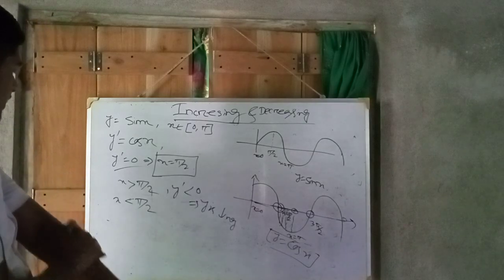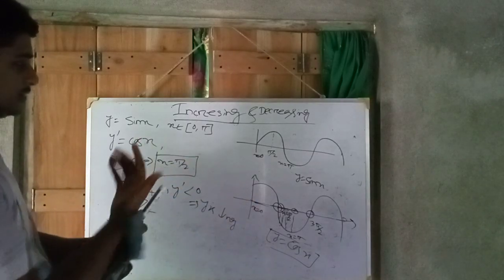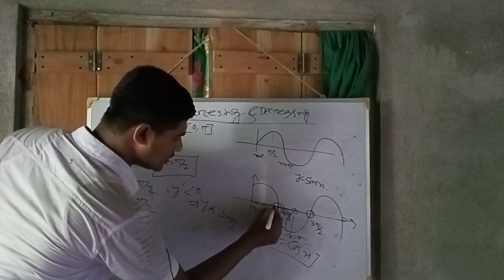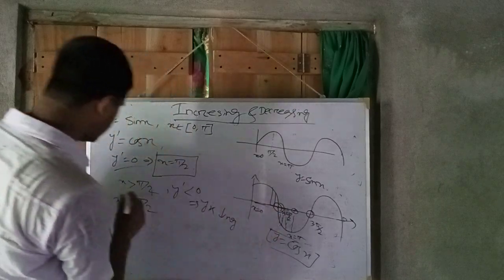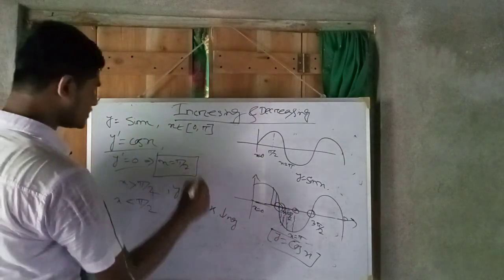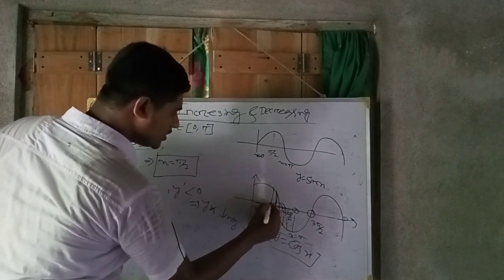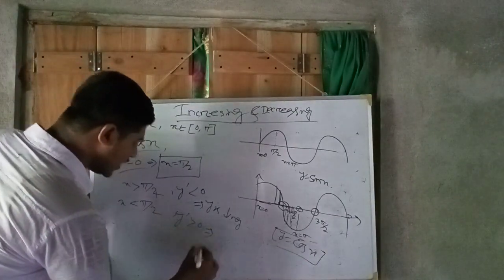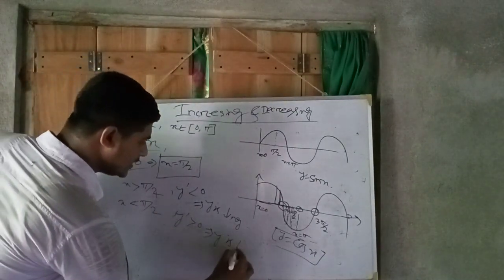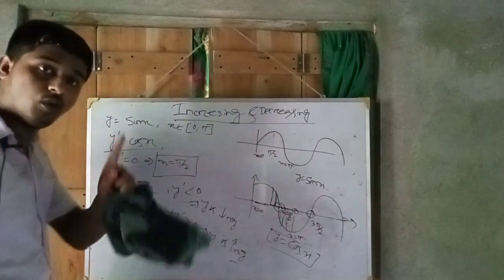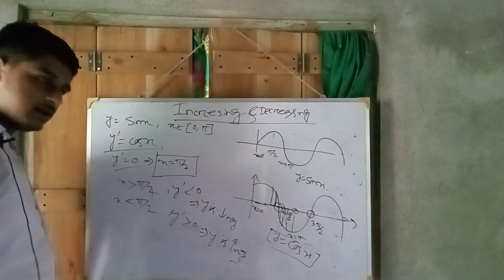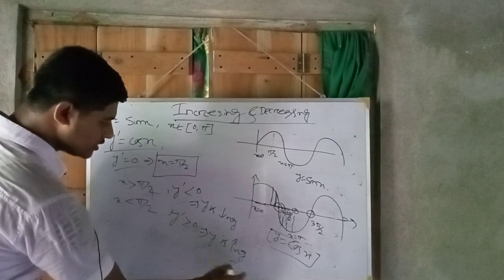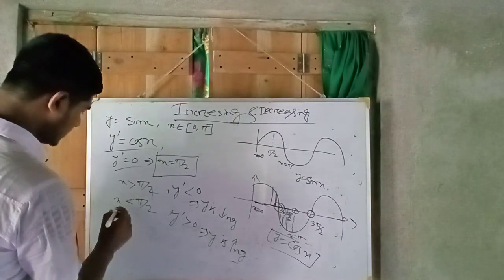Now, when x is less than pi by 2, the cos x graph is positive. So here y dash is greater than 0, which implies y is increasing, from our theorem 1. Recall from theorem 1 that if y dash is positive, y is an increasing function in this interval.